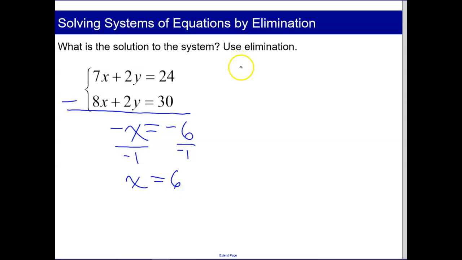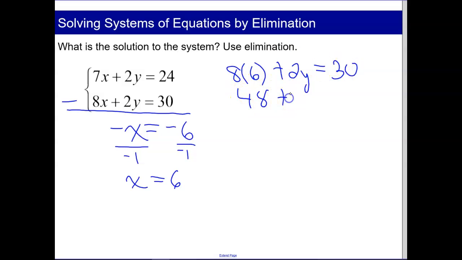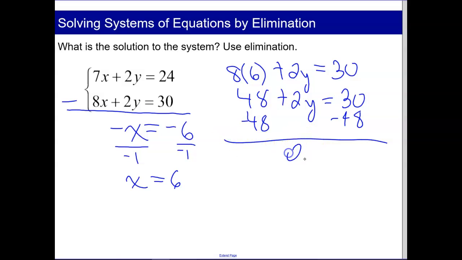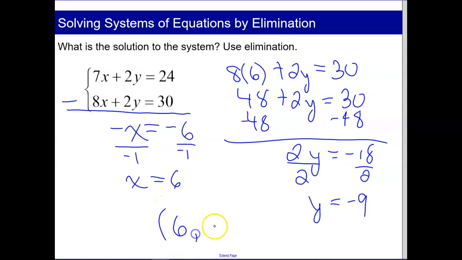To figure out what y is, substitute what I know x is into either equation and solve it for y. So 48 plus 2y is equal to 30. I'm going to subtract 48 on both sides. 2y is equal to negative 18. Divide by 2. Y is negative 9. So (6, negative 9), that is the solution to this system.